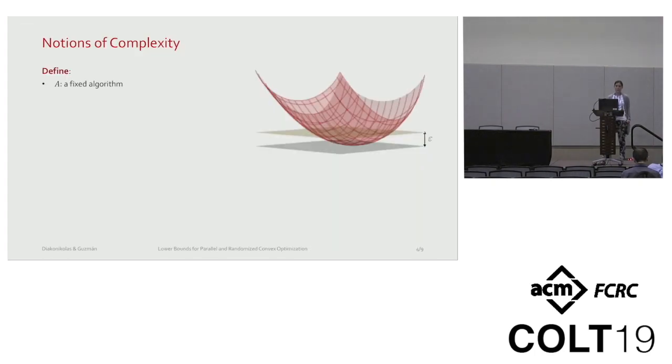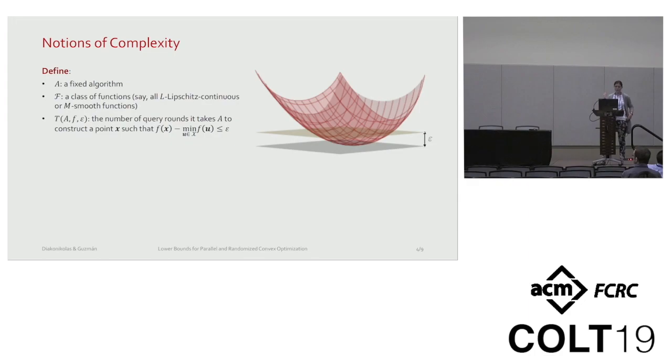Since I'm talking about lower bounds, I need to tell you about the notion of complexity we are using here. So let A be some fixed algorithm. We also need to fix a problem class, and to fix a problem class, we fix a class of functions, so maybe all Lipschitz continuous functions or all smooth functions. And to talk about complexity, we need to specify how we are evaluating algorithms, and so this t will be the time an algorithm takes until it can query a point that is epsilon close to the minimizer in the function value. So the time it takes to land below that upper hyperplane.